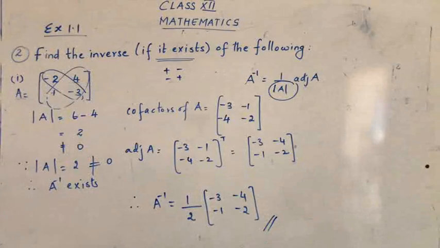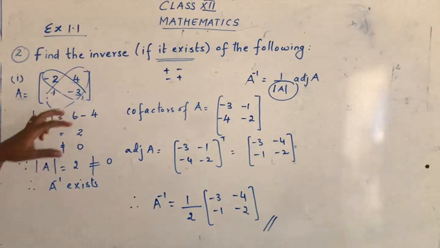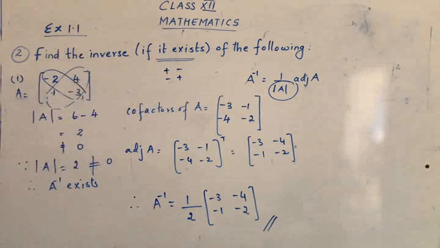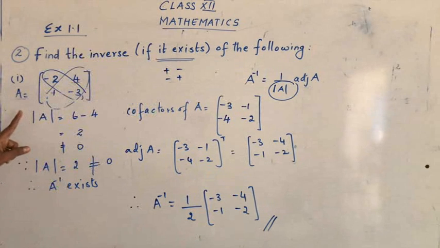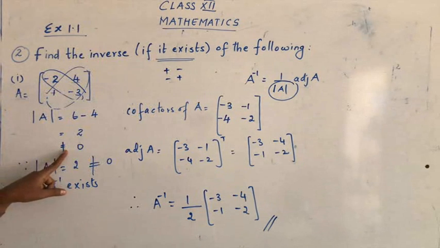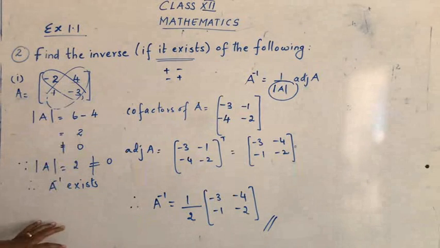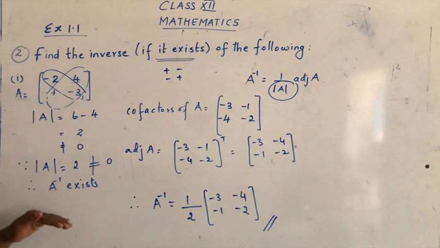So what is the answer? A inverse is equal to 1 by 2 times the matrix minus 3, minus 4, minus 1, minus 2. Is it clear, children? So let's have a small recap. To find the inverse, if it exists, what is the first step? You check the determinant. Once you get the determinant not equal to 0, you say that the inverse exists. After this step, you have to go for the next step.